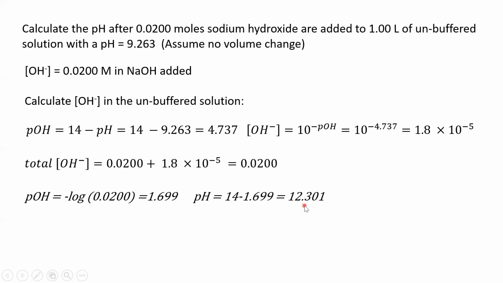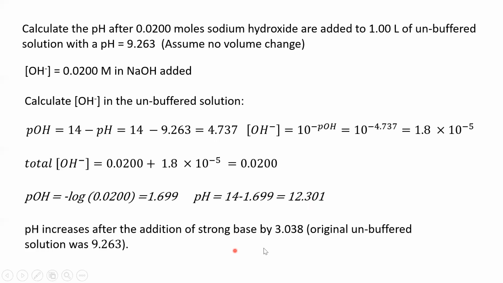So the pH is going to go from 9.263 up to 12.301. So the pH has a huge jump, a huge increase, because we're adding a strong base to an unbuffered solution. So buffered solutions resist changes in pH. Unbuffered solutions don't have components in them to consume the acid or the base we're adding to them, so there's going to be big changes in pH.